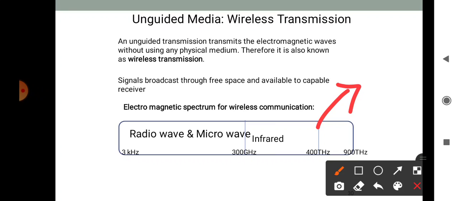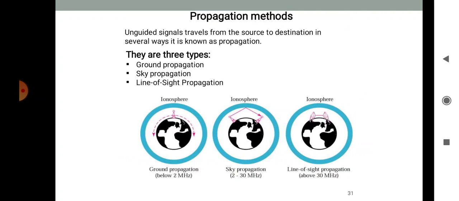Unguided signals can travel from the source to the destination in several ways: ground propagation, sky propagation, and line-of-sight propagation. There are three propagation methods, and these are the three diagrams which are some representations. First is ground propagation.